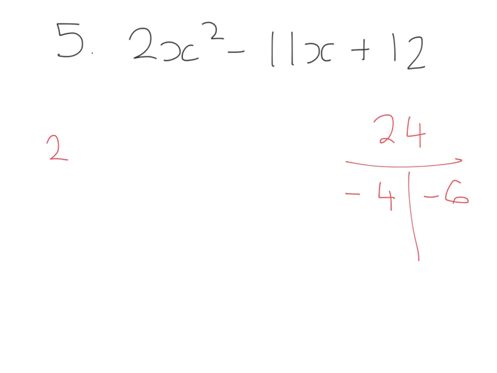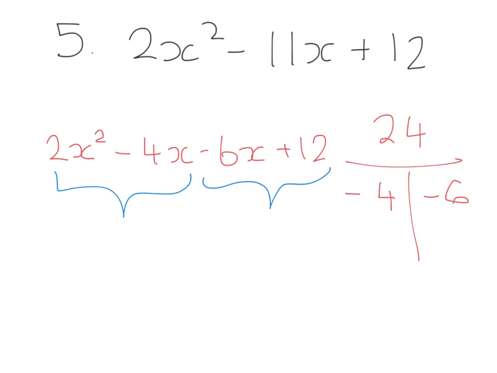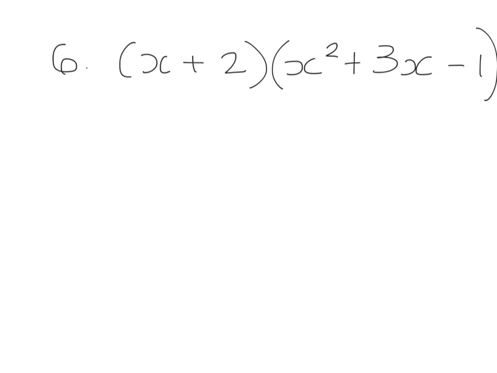Next step is to rewrite the initial equation, but instead of minus 11x, I'm going to use minus 4x minus 6x plus 12. Okay, once you've done that, treat the two parts separately, find a common factor in each, and continue until you've got your two brackets.